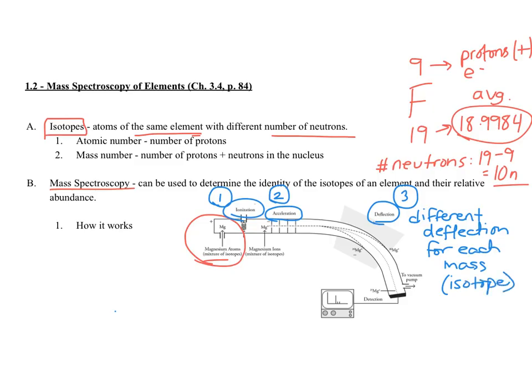And then once those isotopes get separated in the deflection section, you could probably also call that separation, where they separate the different isotopes. Then it gets to section 4, which is to detect all of the different isotopes that are part of that sample. Once it's gone through the mass spectrometer, you're going to end up with a graph. Let's take a look at what that graph looks like.